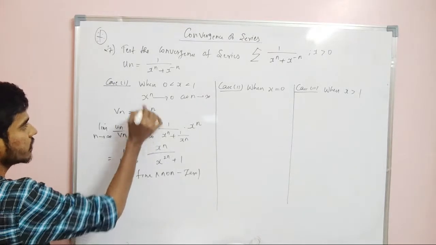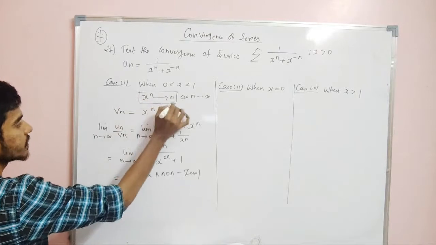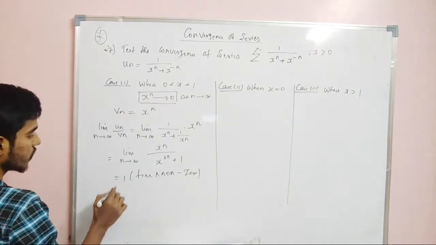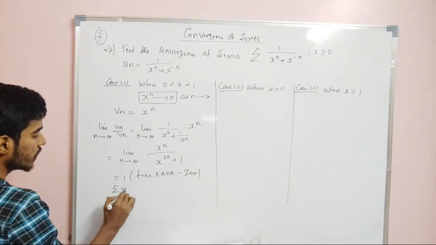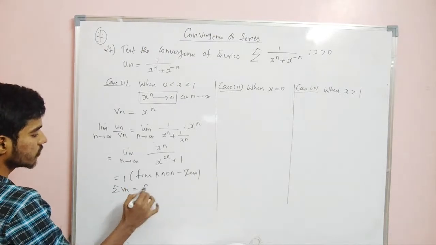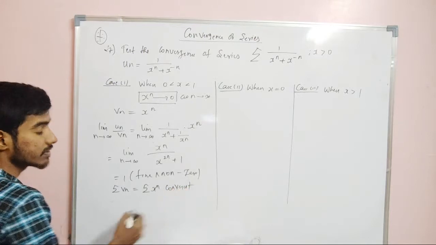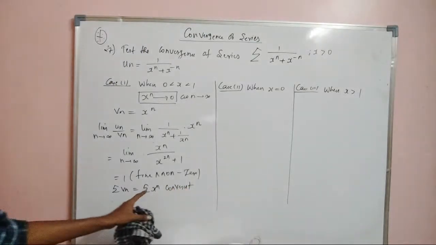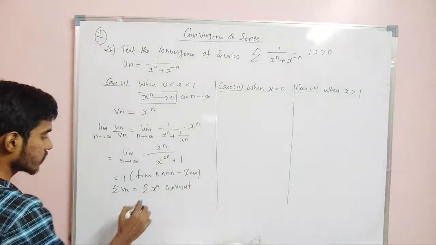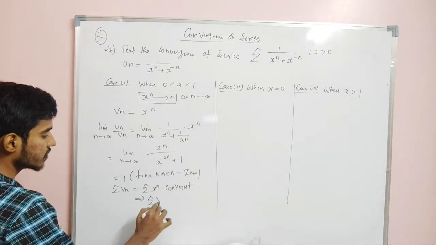You make use of the result that x power n tends to 0 as n tends to infinity. Therefore, since this is finite and non-zero, both bn and un behave alike. Now bn is summation x power n, which is a geometric series, and x lies between 0 and 1, so it is convergent. Therefore, summation un is also convergent.